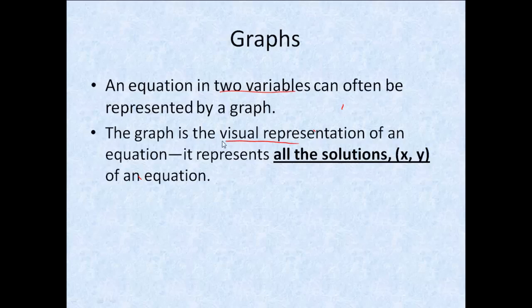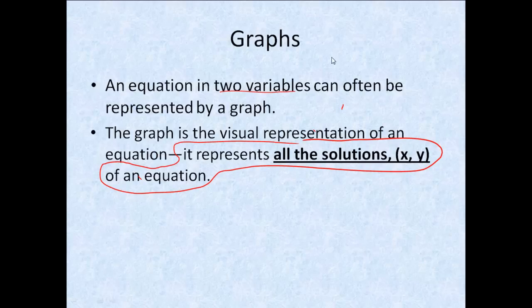But here's the important part. It represents all the solutions, the xy pairs, of that equation. Which means if I were to have a graph, this point, whether it be the point (5, -3), would have to make my equation true for whatever this line is that I graphed. Any point on this line has to make my equation true. That's really what a graph is. It's all the solutions of an equation.